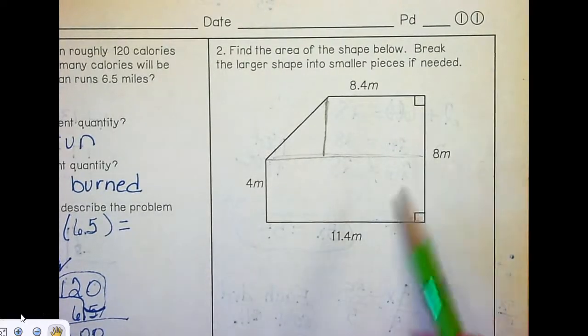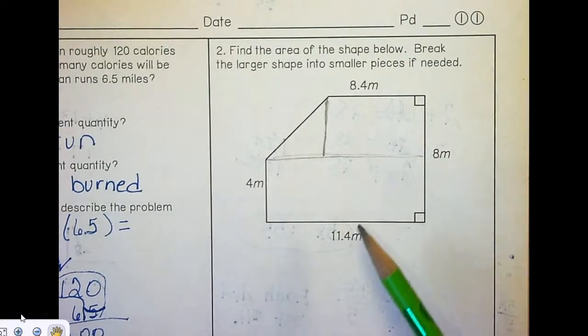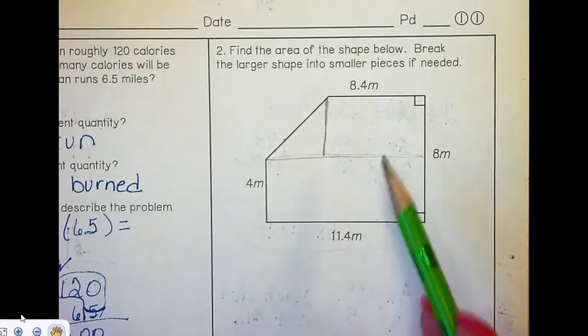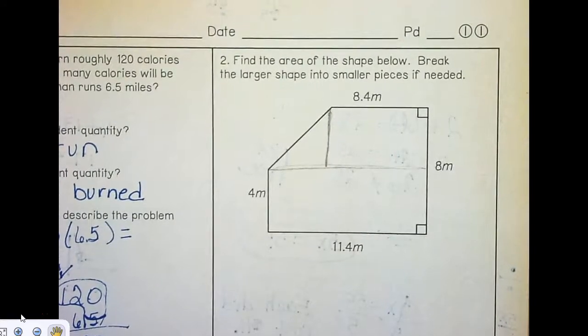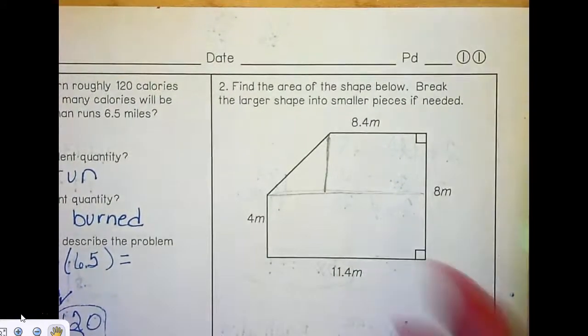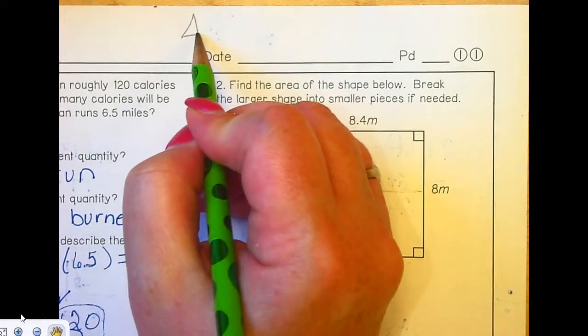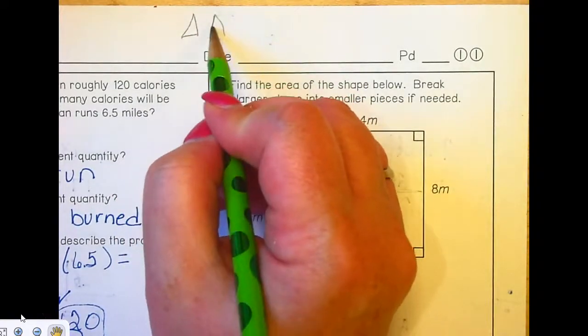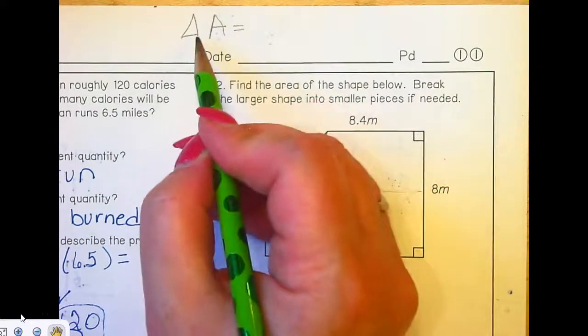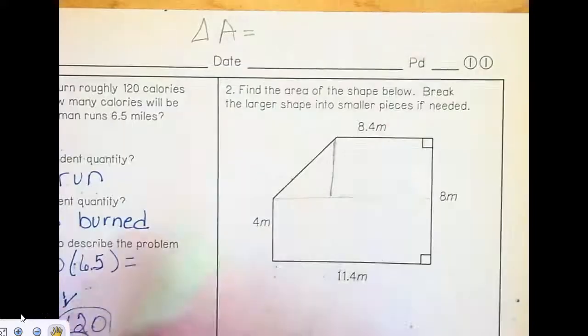So the first thing we have to do is we have to know our formula for area of these shapes. And this is actually in your journal on our formula page, but to save time, we're going to say the area of a triangle equals, so that's a triangle, area of a triangle is, does anybody remember the formula?